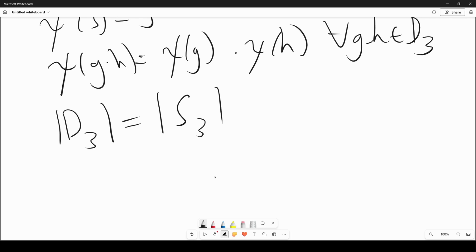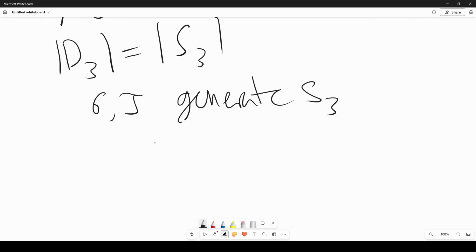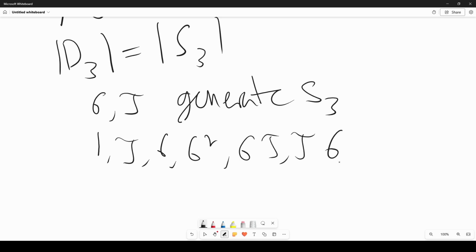Luckily, surjectivity is pretty easy because we discussed, or at least I asked you to try to prove, that sigma and tau generate S3. So the quick reason why sigma and tau generate S3 is because I can get 1, tau, sigma, sigma squared, sigma tau, and tau sigma. And all these are different elements, and there's 6 of them, so I must generate all of S3.